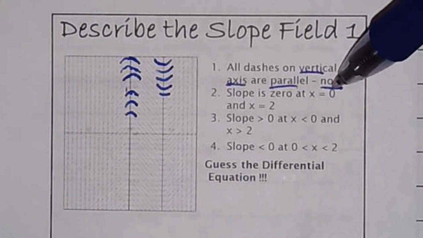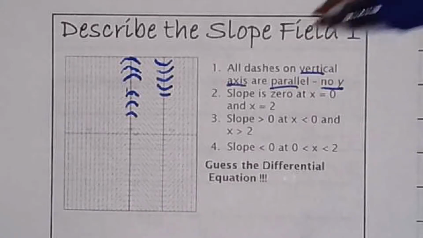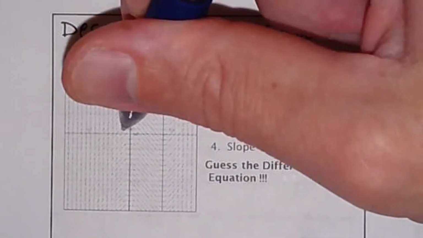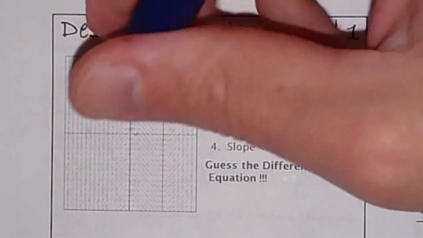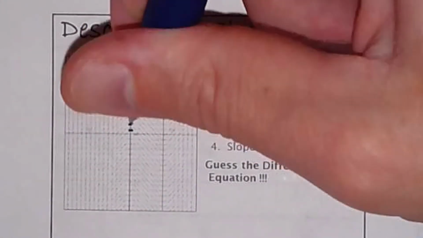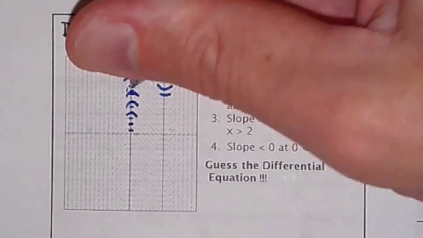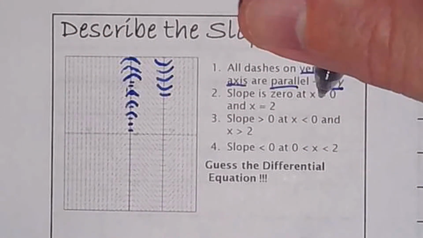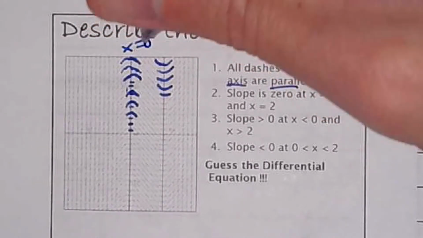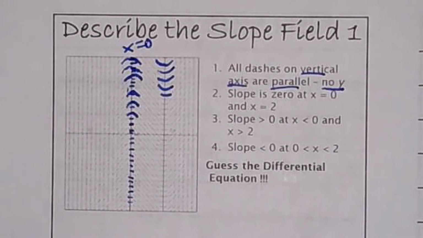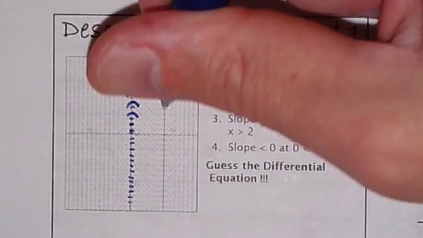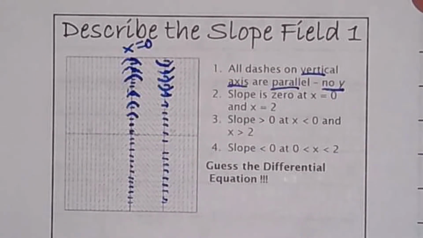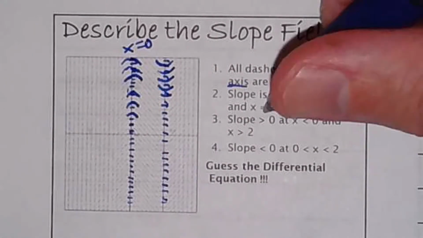Slope is 0 at x equals 0 and x equals 2. Okay, so that's where we saw these curves. If it goes from up to down, it's got to be 0 somewhere. So it's 0 on the line x equals 0. This is the line x equals 0, which is the y-axis. So you got all horizontal tangents here. And then you got all horizontal tangents here. Slope is 0 at those points.